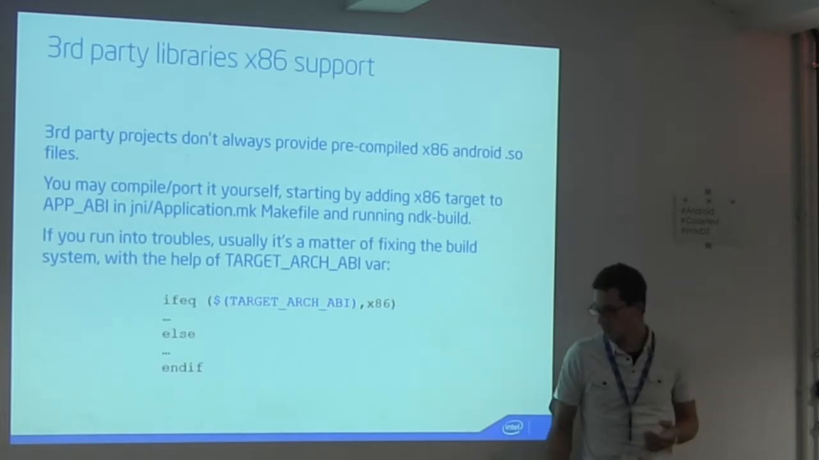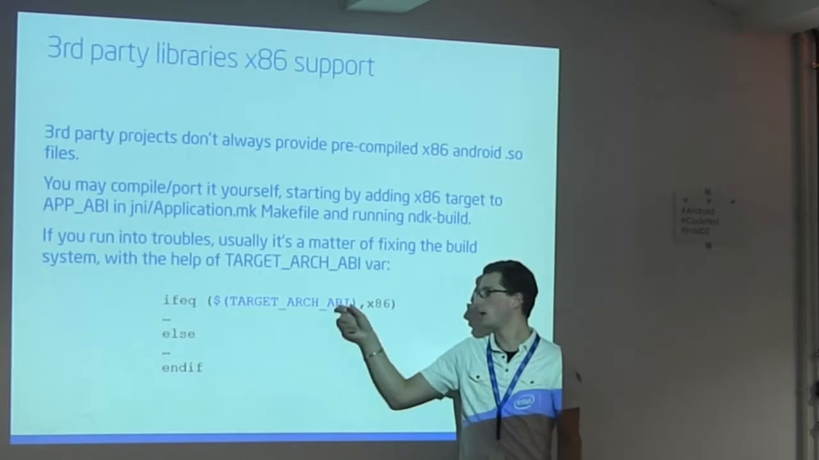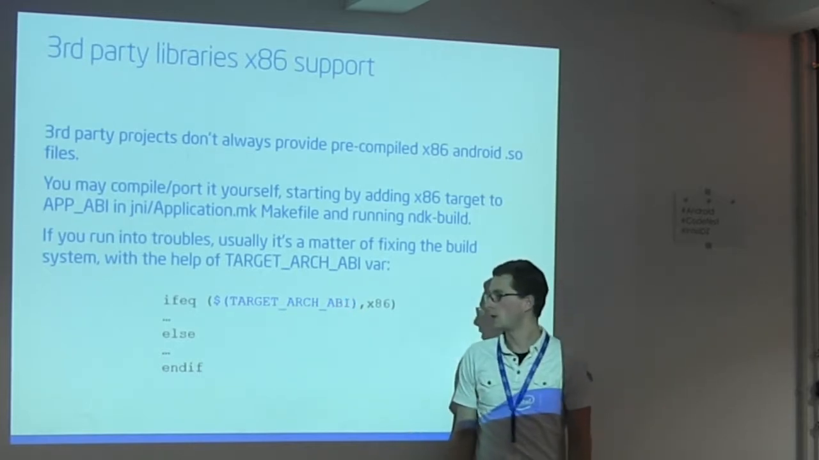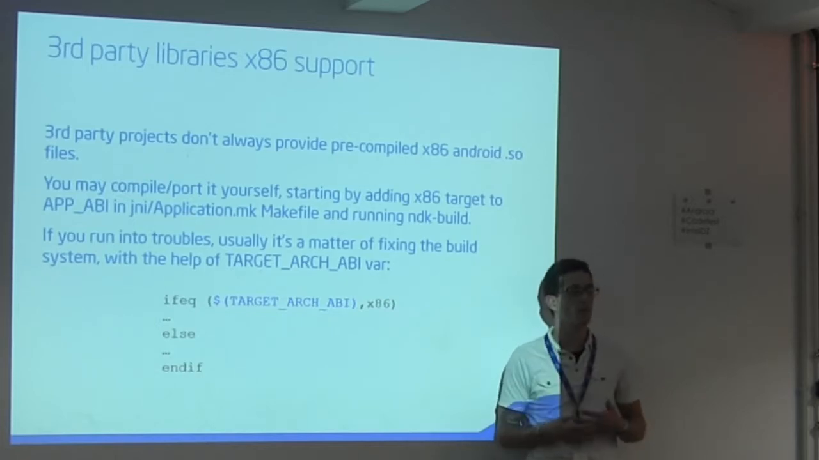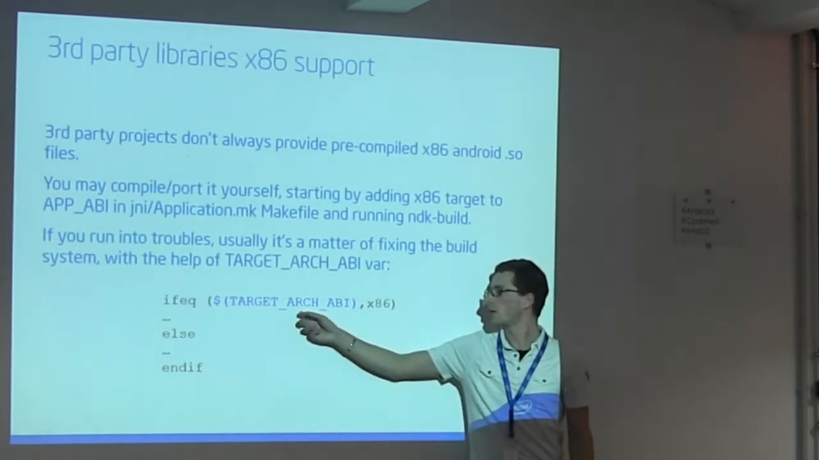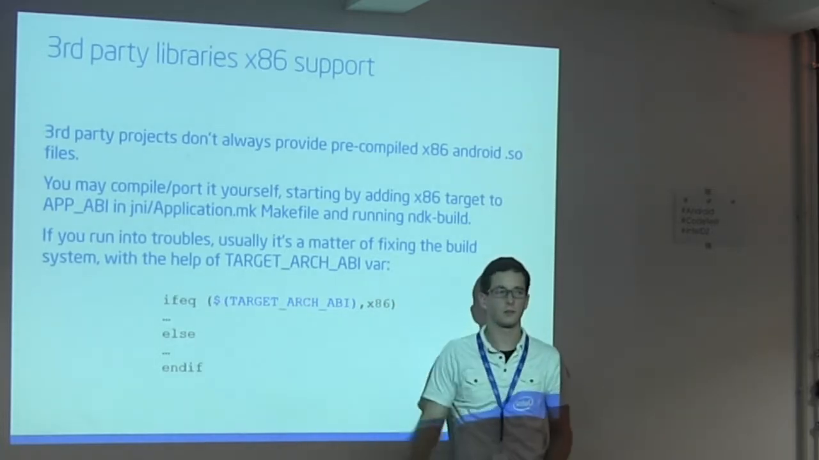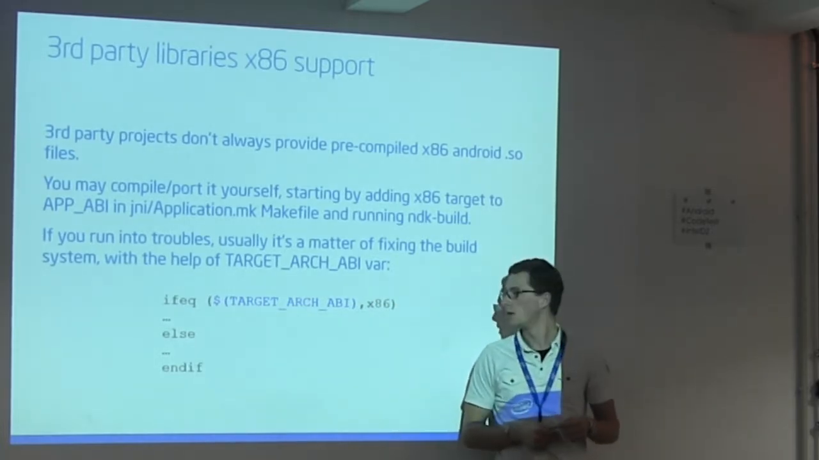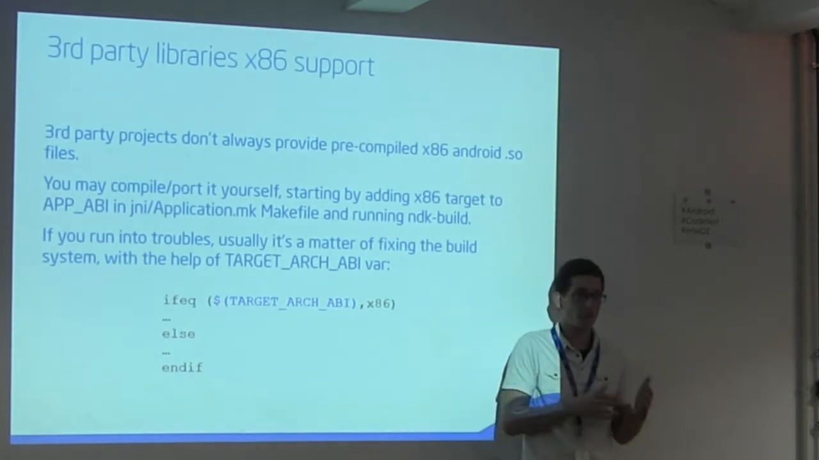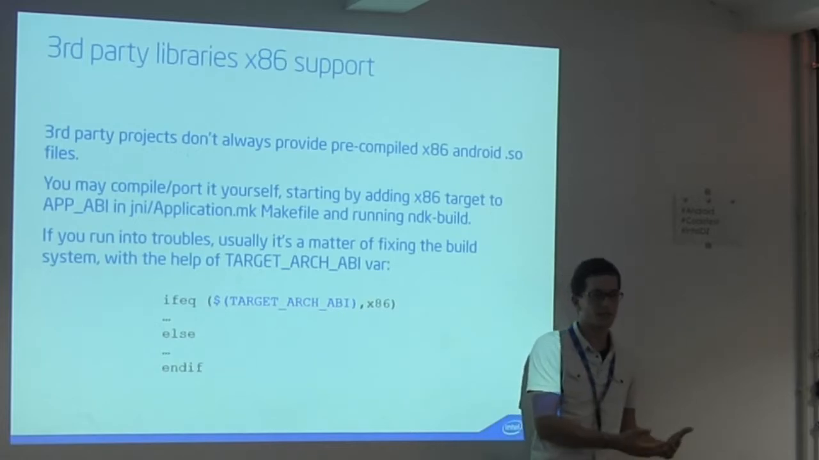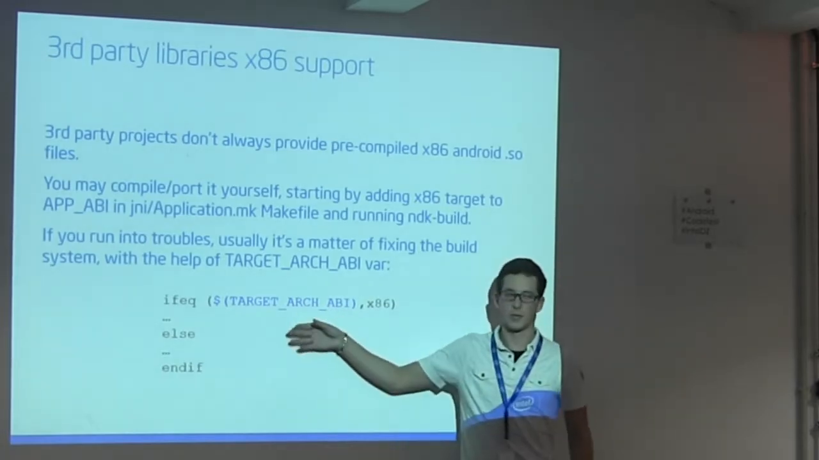And most of the time to fix the makefile, you can rely on TARGET_ARCH_ABI. That's a macro set by the NDK toolchain. And when it's compiling for x86, TARGET_ARCH_ABI will be x86. So you can just specify different file inclusions. So include C source code instead of ARM assembly source code that will not compile for x86, unless it's something weird, and fix other macros.